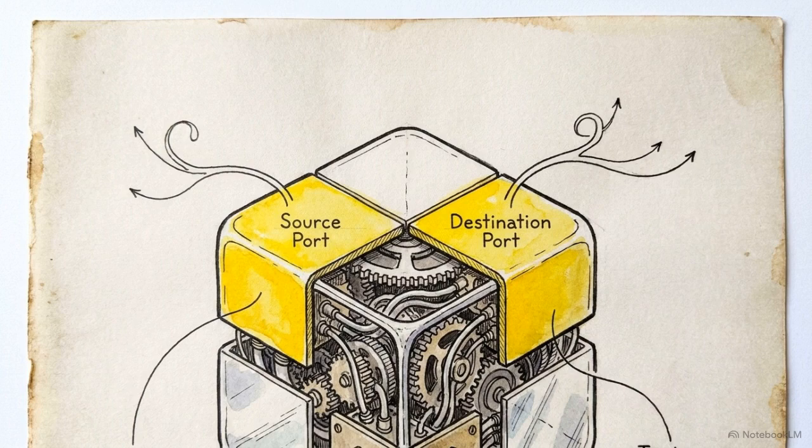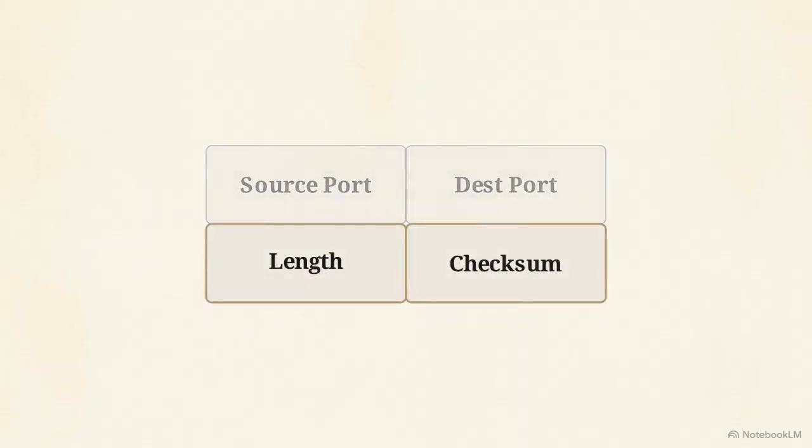The first two 16-bit fields are the source port and the destination port. They tell the receiving kernel exactly which application should process the incoming data and where to send any potential reply. The remaining fields are equally sparse. The length field defines the total size of the datagram, and the checksum provides a mathematical mechanism for basic error detection.